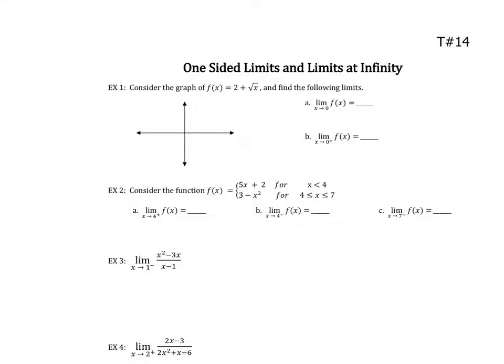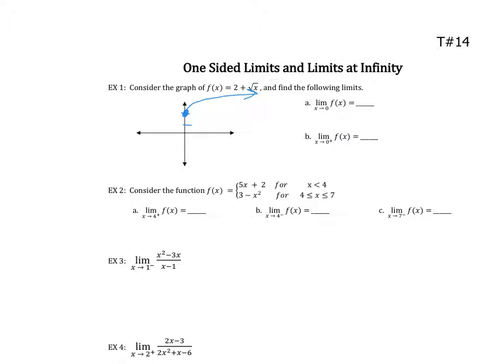All right, let's check out topic 14, one-sided limits and limits at infinity. So let's consider the graph of 2 plus the square root of x and find some limits. You should be able to do maybe that first one, or at least be able to draw the graph. I do want you to look at this graphically. Hopefully you realize that the square root curve is just shifted up 2. I don't have to draw a super accurate graph, but it would look something like this.